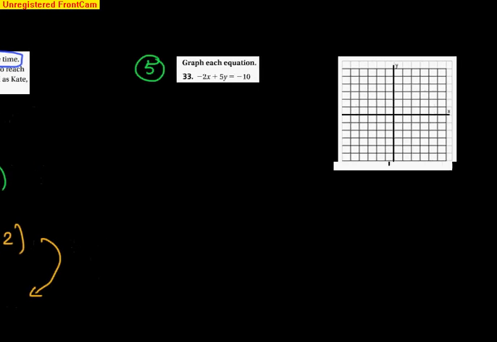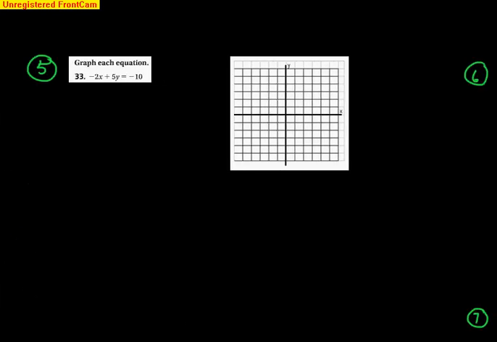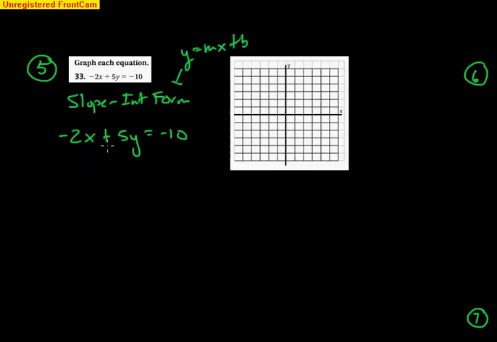Okay, number 5. We're going to graph this equation. And the way we're going to do this is by putting it in slope-intercept form. So to do that, I need to take negative 2x plus 5y equals negative 10, and I need to put it in slope-intercept form. Remember, slope-intercept form is y equals mx plus b. So I need to make this look like that equation. Well, here's the y. First thing I'll do is I'll add 2x to both sides. 5y equals 2x minus 10.